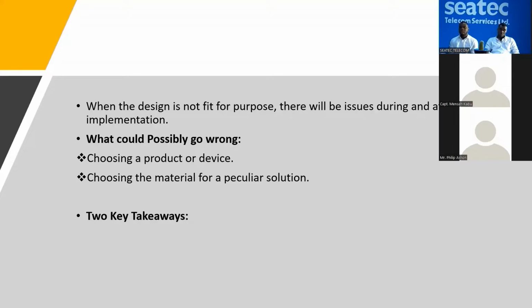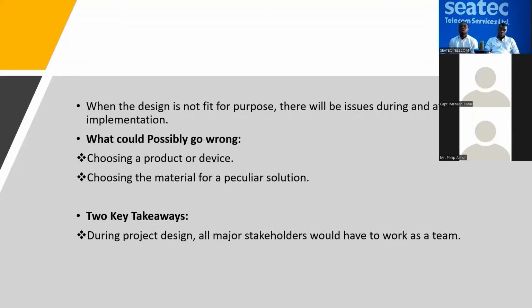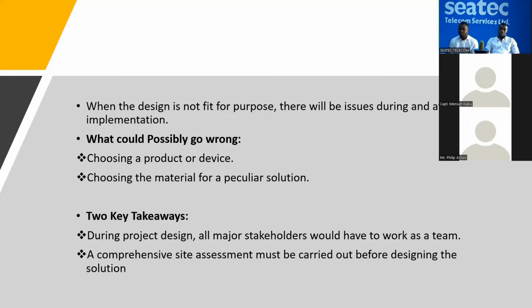So there are two key takeaways from designing a comprehensive solution. During the project, you make sure that all the major stakeholders are actively involved in the design of the solution. Without that, if you design something and you don't share it with the stakeholders, you would have to change certain aspects of the design midway through the project, which is going to drag it out, and there are going to be delays in executing the project.